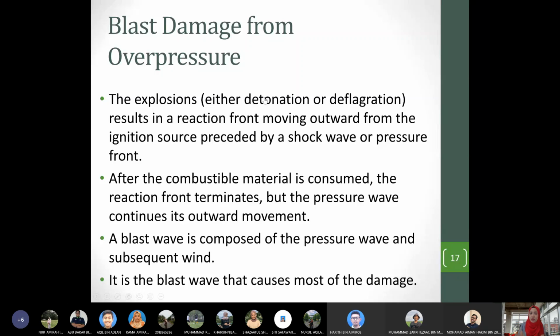Now, let's look at what sort of blast damage can happen from overpressure. Any explosion, whether it's detonation or deflagration, will result in a reaction front moving outward from the ignition source, and it's preceded by the shock wave or the pressure front. After the combustible material is consumed, the reaction front will terminate, but the pressure wave will continue to move outward. The blast wave is composed of that pressure wave and wind, and it is that blast wave that causes most of the damage to nearby buildings and structures.